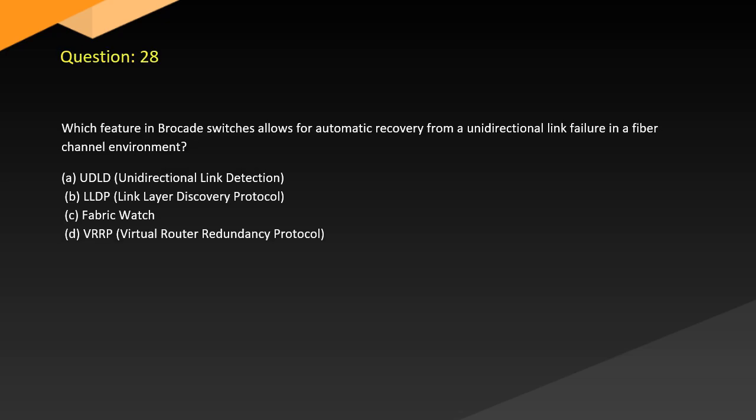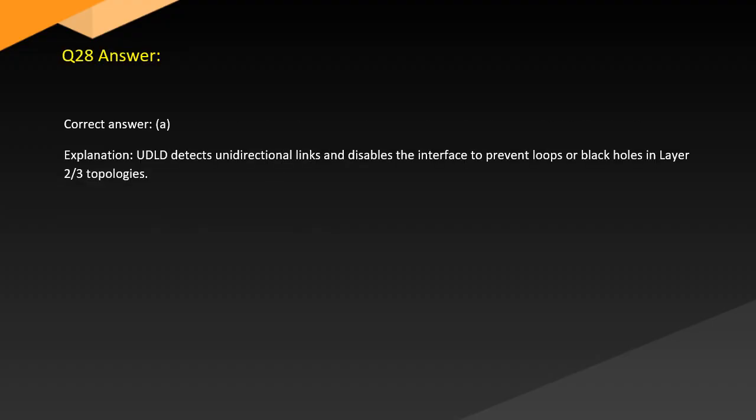Question 28. Which feature in Brocade switches allows for automatic recovery from a unidirectional link failure in a Fibre Channel environment? A. UDLD, unidirectional link detection. B. LLDP, link layer discovery protocol. C. Fabric Watch. D. VRRP, virtual router redundancy protocol. Answer. Correct answer: A. Explanation: UDLD detects unidirectional links and disables the interface to prevent loops or black holes in Layer 2-3 topologies.